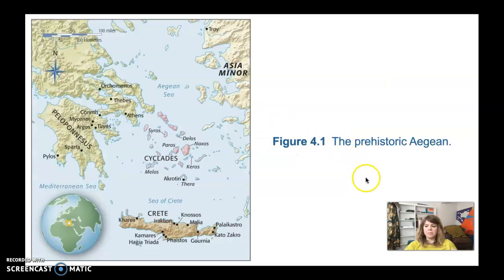So this is the area of the world we're talking about during this chapter. We're going to do a little deeper dive into it. There are basically three areas: the Cyclades, which is in pink, the island of Crete here in brown, and the Peloponnesus, which is also called the mainland of Greece. These are the main areas that we're talking about. This is Asia Minor over here. That's the city of Troy. But we're mostly talking about these three areas when we talk about the prehistoric Aegean.